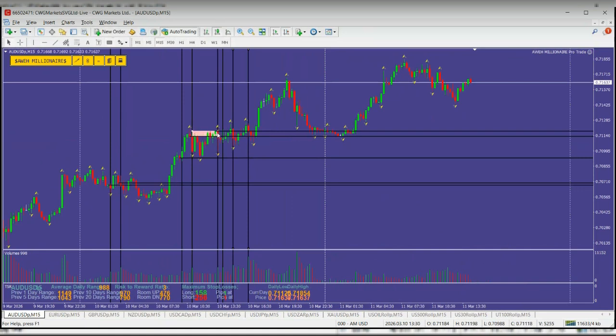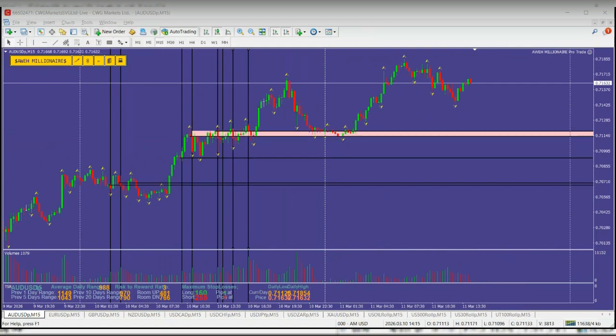And I'll add this in just so we can see the zones here. All right. So add that in, that's there.